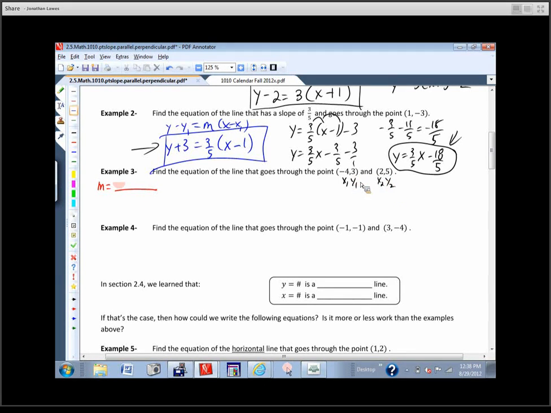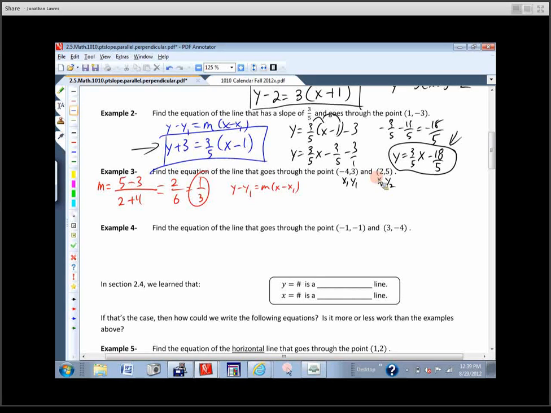Let's see. First of all, let's figure out what the slope is. y2 minus y1, so 5 minus, go find the y coordinate. x2 minus, write the minus, go find the other x coordinate. 2 on the top, 6 on the bottom, 1/3 for our slope. How are we doing there? y minus y1 equals m times x minus x1.